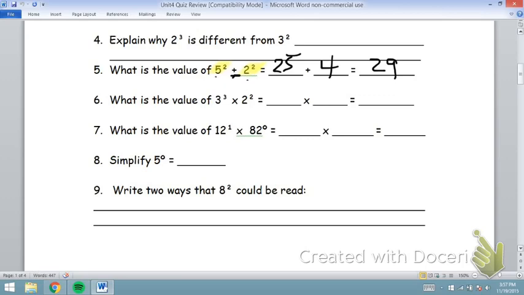Very similar, number 6. What's the value of 3 cubed times 2 squared? So again, go and compute or apply the exponent. So in this case, 3 cubed gives us 27 times 2 squared, which is 4. Multiply these two numbers together, and you get an answer of 108.